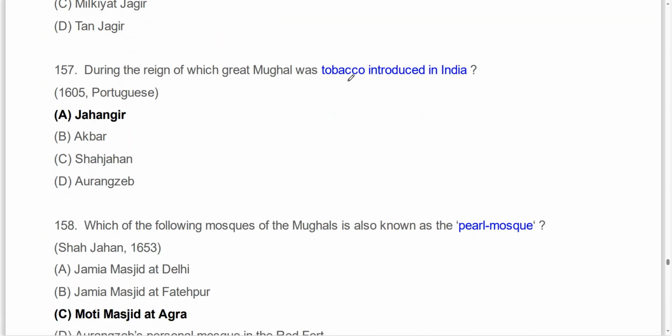During the reign of which great Mughal was tobacco introduced in India? Tobacco was introduced in India in 1605 by the Portuguese, during the reign of the Mughal Emperor Jahangir.